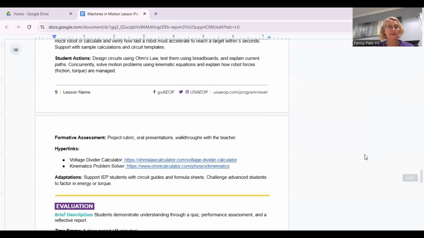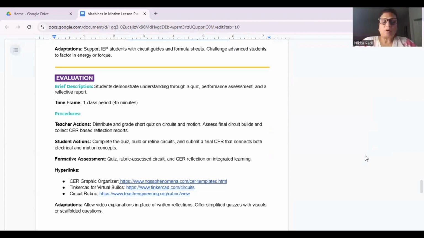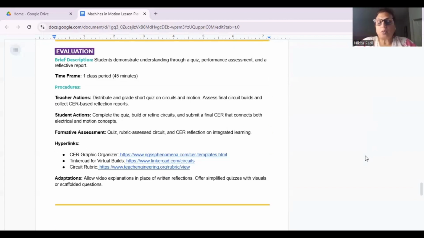On to the evaluation. This 45-minute lesson serves as a capstone where students demonstrate their understanding of robotics, integrating both physics and electronics. The teacher will administer and grade a short quiz covering circuits and motion, assess final circuit builds, and collect CER-based reflection reports. Students will complete the quiz, build and/or refine their circuits, and submit a final claim-evidence-reasoning report that connects both electrical and motion concepts.